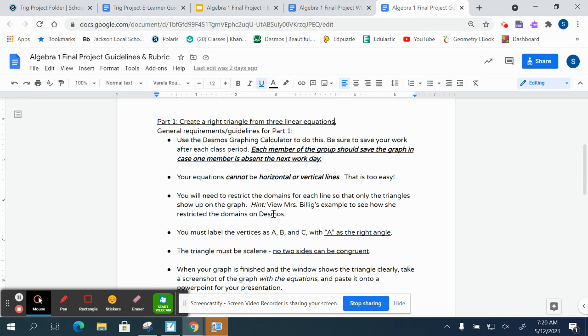All right, so going back to the guidelines, you will need to restrict the domains of each line so that only the triangle shows up. So when you make the 3 lines, you're going to have lines and then they'll make a triangle, but you have to make just the triangle.